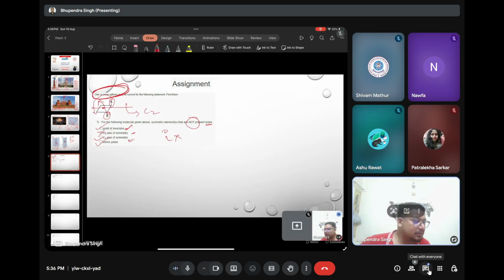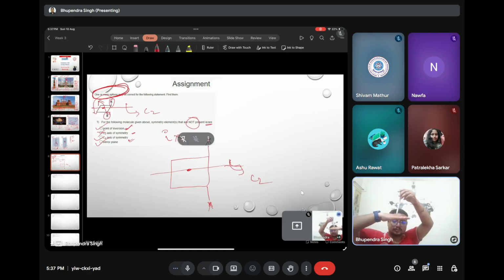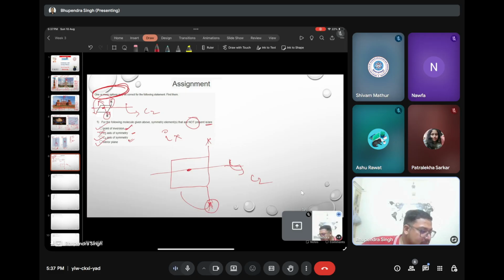C2 is present, I already told you. This is your C2 present here. But C4 is not present because you cannot rotate this molecule by 90 degrees and get a similar orientation of the structure. So C4 is not present. Let's say this is your C4 from above. You are rotating the molecule from above, but you will not get a similar orientation, because this X will go here.